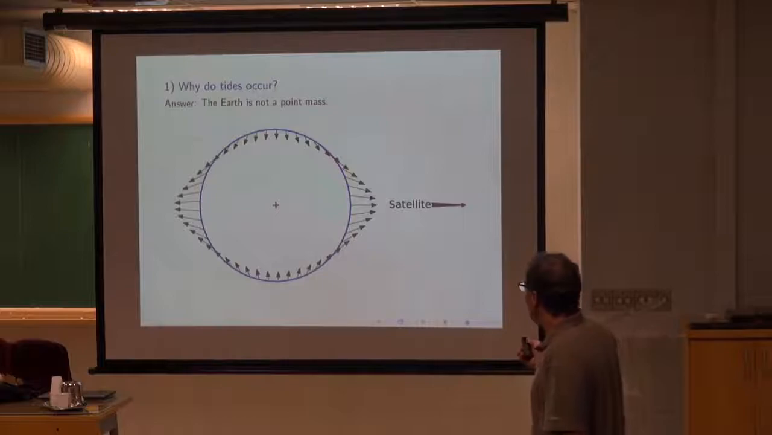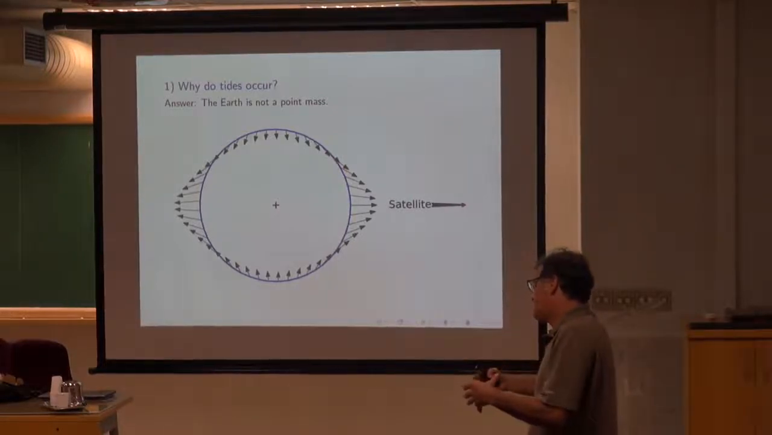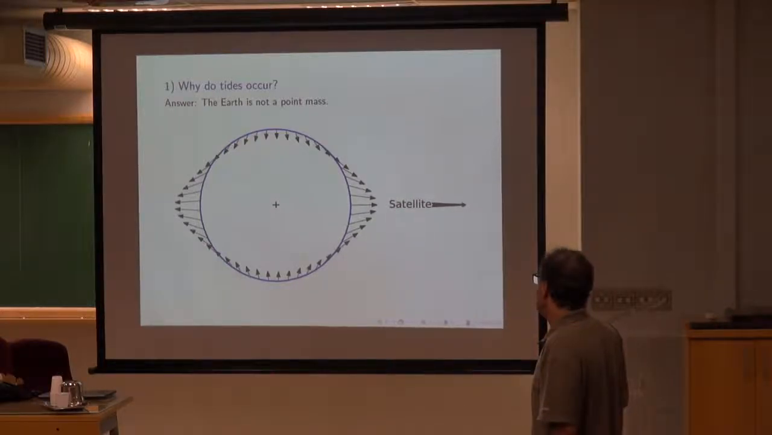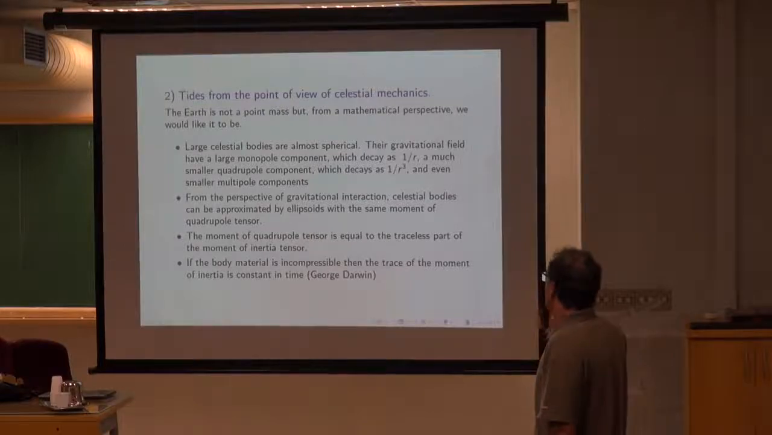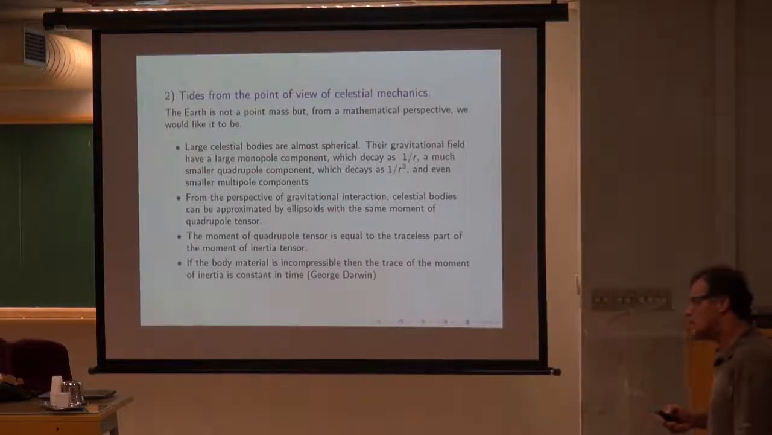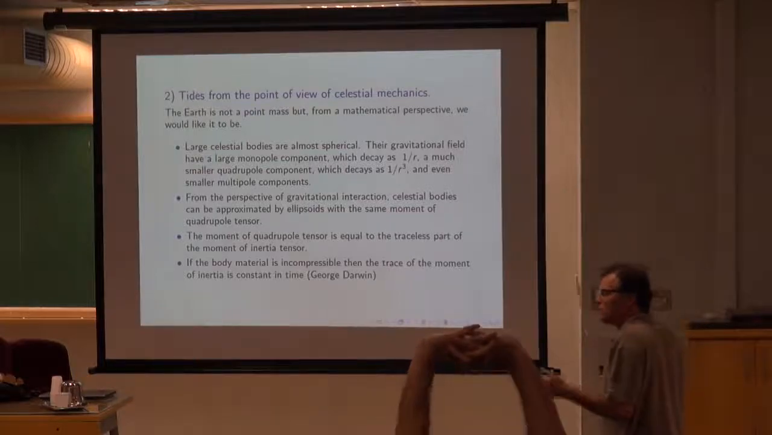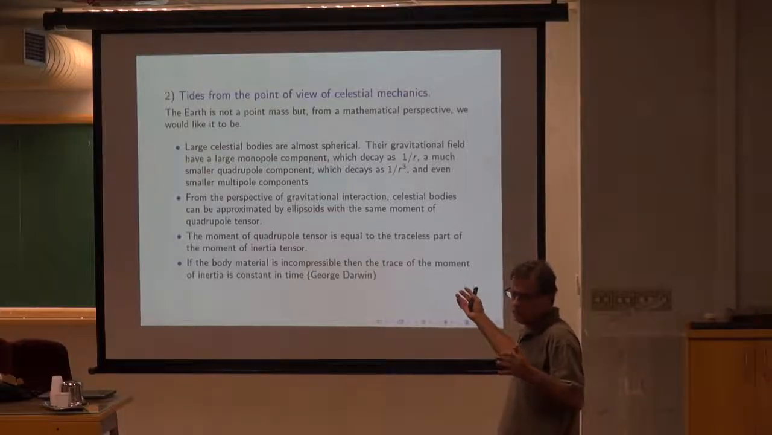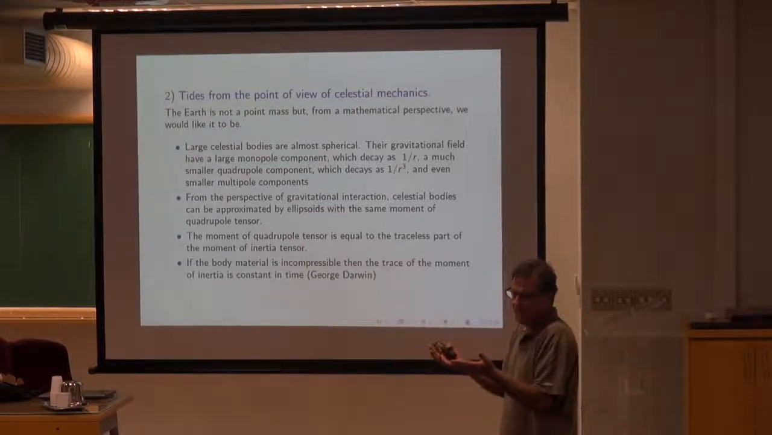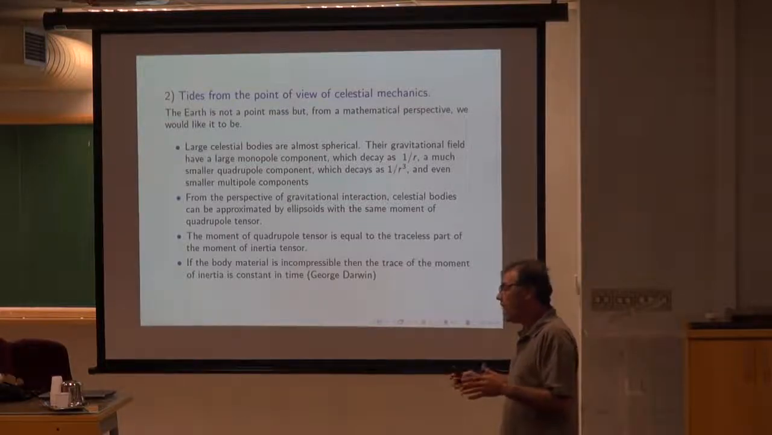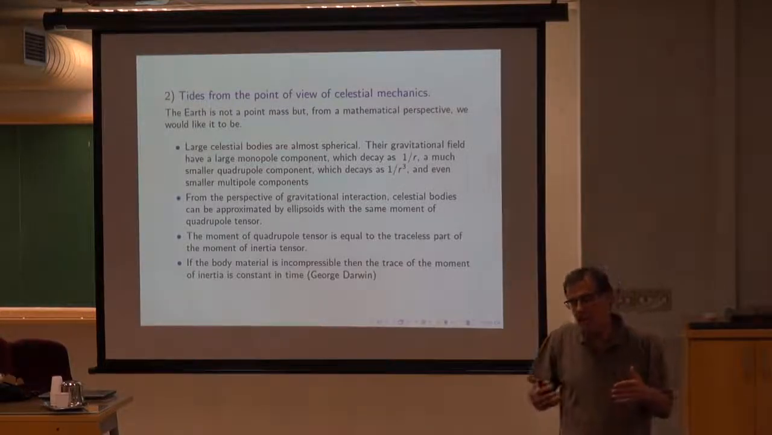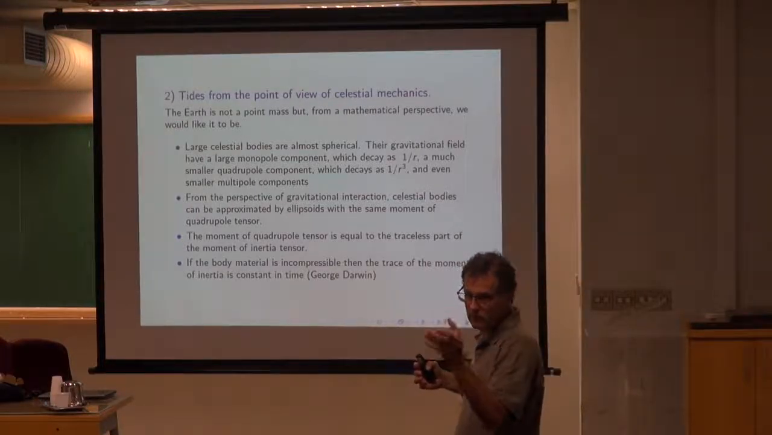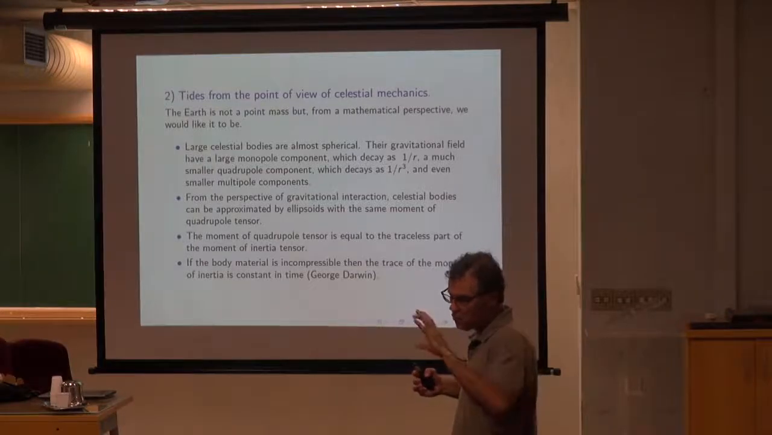Anyway, you see, this is related to the property that the Earth is an extended body, not a point mass. Now, tides from the point of view of celestial mechanics, because tides is a big subject. In fact, you can think about the Earth tides on the oceans, right? But the tide from the point of view of celestial mechanics is the tide of the whole planet. And essentially, it is how the gravitational field of the planet changes under some external force or under some spin. Also, the flattening of the body changes the gravitational field.